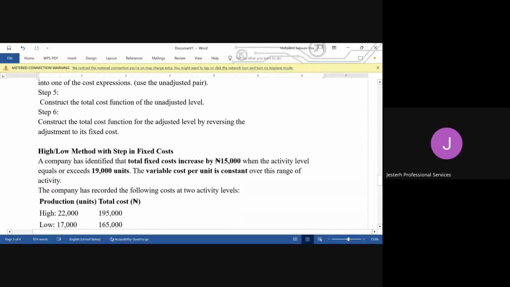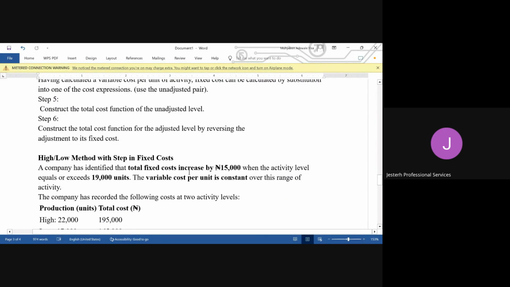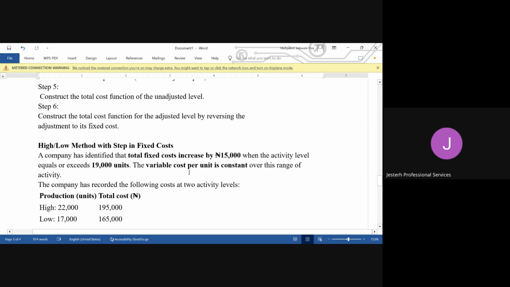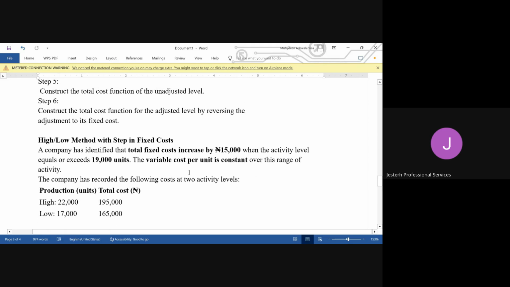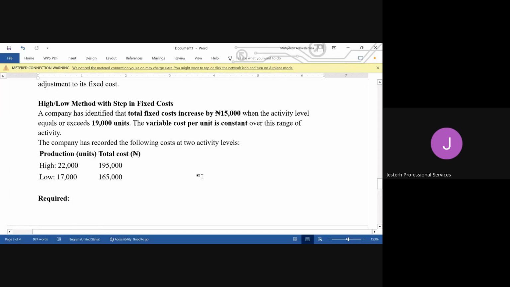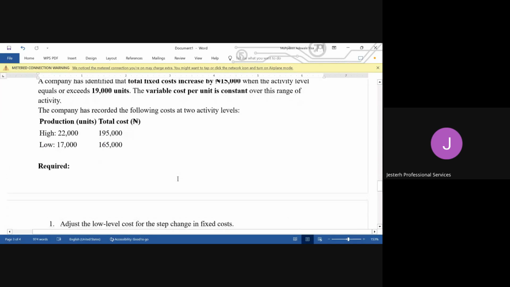Now, in this kind of scenario, where an organization determined to increase their fixed costs when the level of activities exceeds or equals a particular projection, let me put it that way, a particular projection, how can we deal with it? Now, in this one, I will just explain.